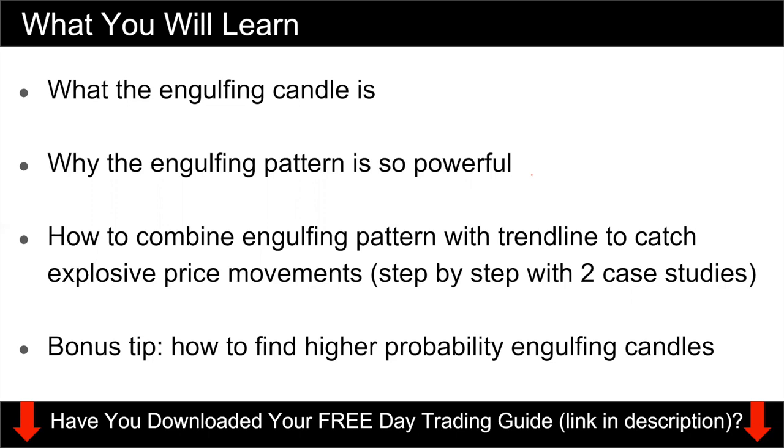Step number 1 involves finding a key support and resistance level. Step number 2, you draw a trend line. Step number 3, you look for the series of engulfing patterns. And step number 4, you enter the trade and place your stop loss below or above the candle high or low. Okay, I also looked at 2 case studies, which are the pound dollar trade and the crude oil trade. And lastly, at the end of this video, I shared with you how to find higher probability engulfing candles. Basically, you want to look for the candle to close above or below the entire range of the candle, not just the body of the candle. So hopefully that is clear.